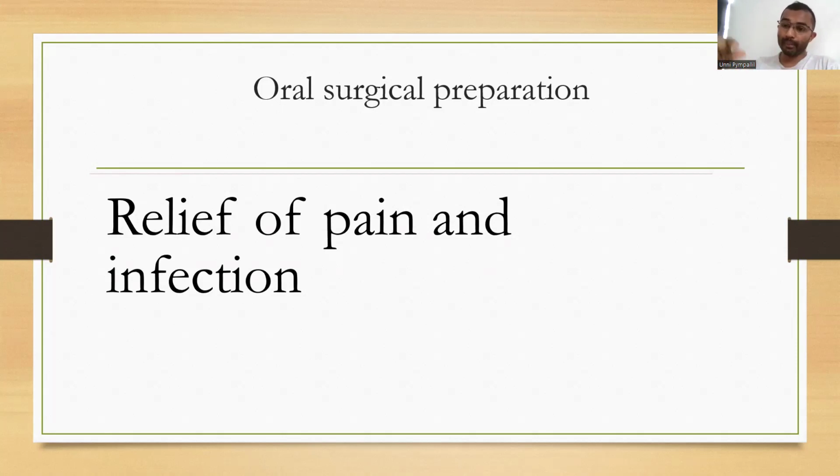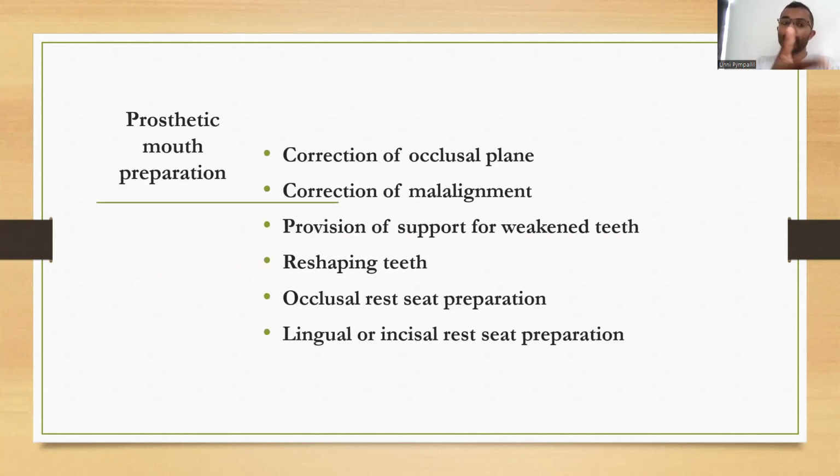Suppose that when you palpate, the patient has pain, and it has to go for surgical intervention. The next one is prosthetic mouth preparation. This is the main content. Still, I will condense the topics within the 5 headings, though it is under 6 headings. It is basically 5 that are there.